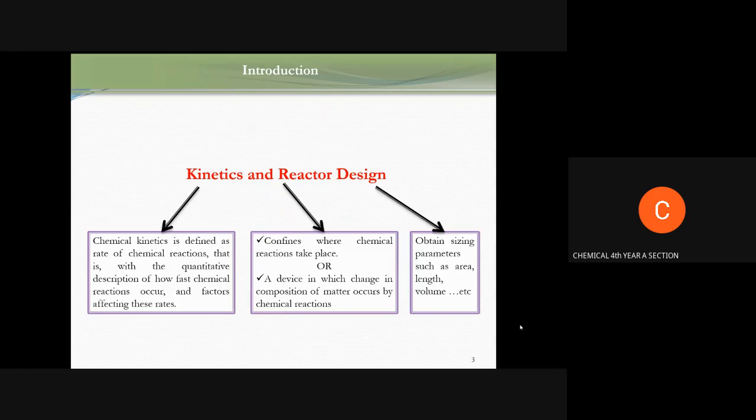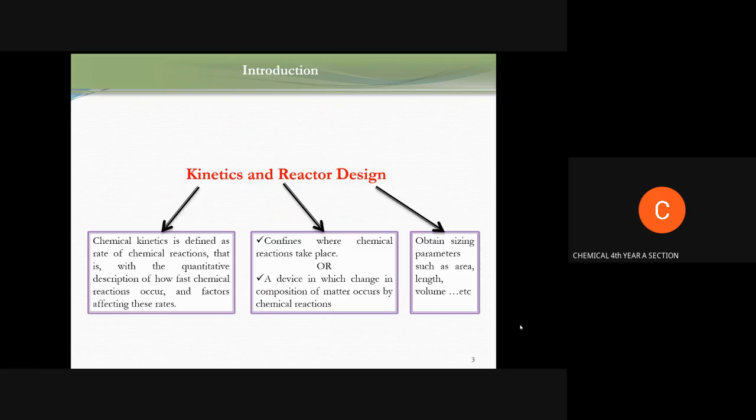Before that, you all should know generally what types of reactors are used in the chemical industries. First, I have to tell you the major three types of reactors used in the chemical industries. The first one is batch reactor, the second one is semi-batch reactor, and the third one is continuous reactor.